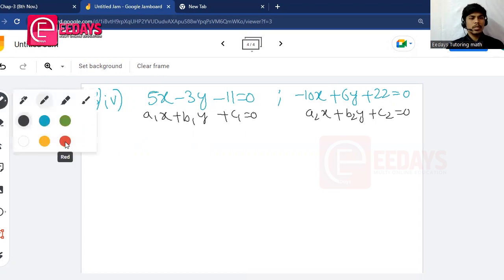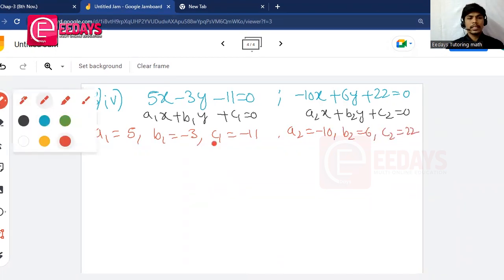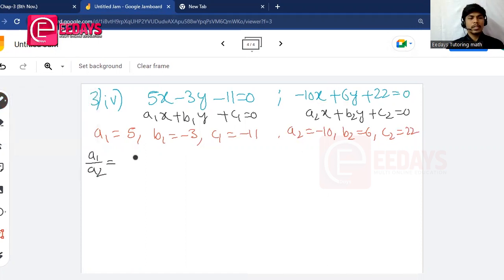Now let's find a1, b1, c1, a2, b2, c2. a1 is 5, b1 is minus 3, c1 is minus 11, a2 here is minus 10, b2 here is 6, c2 here is 22. All right, I have just taken the symbols also. Now let's do a1 by a2 is equal to b1 by b2 is equal to c1 by c2. a1 by a2, that is 5 by minus 10.